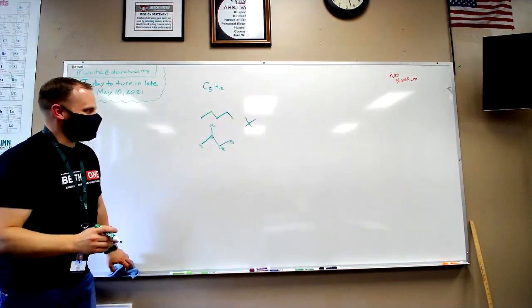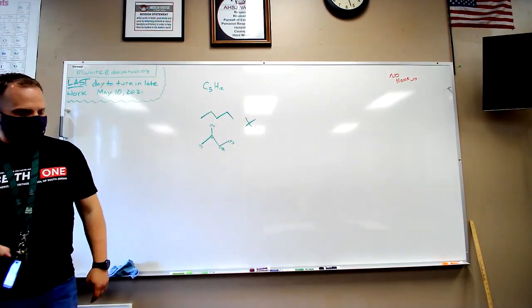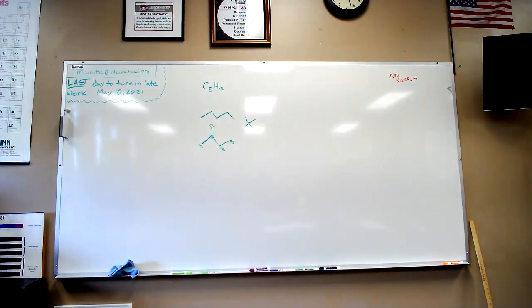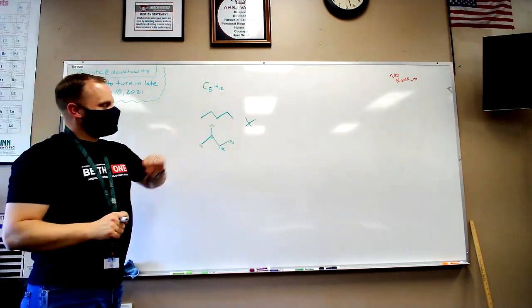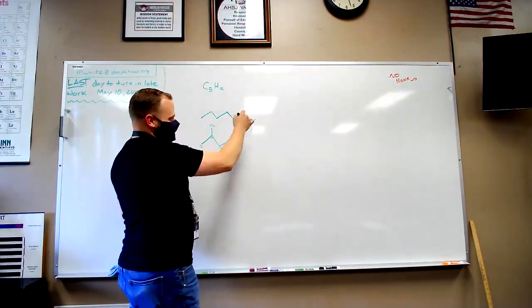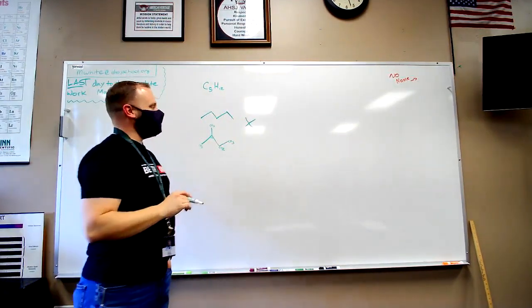So that gives us another way. If it were the C4, we can only do it 2 ways. C5, we can do it this other way too. So we have 5 carbons. We still have 12 hydrogens.